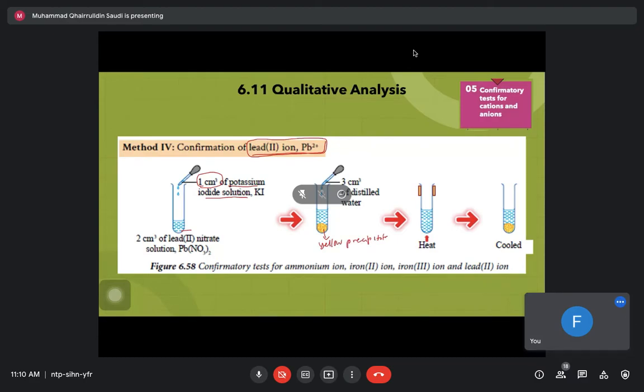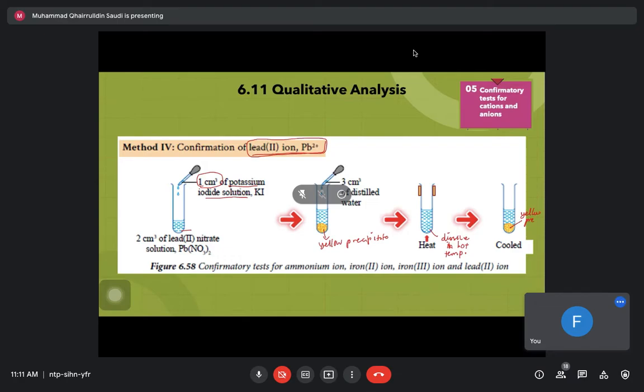And then awak akan heatkan yellow precipitate tu, and yellow precipitate tu will dissolve in hot temperature. Tapi bila kita coolkan balik, the yellow precipitate will reappear, precipitate kembali. You will get yellow precipitate balik.